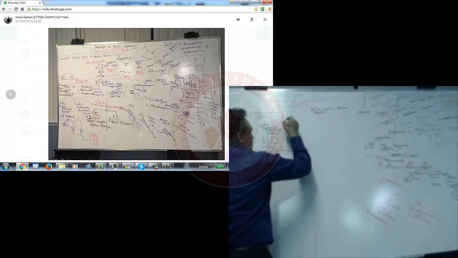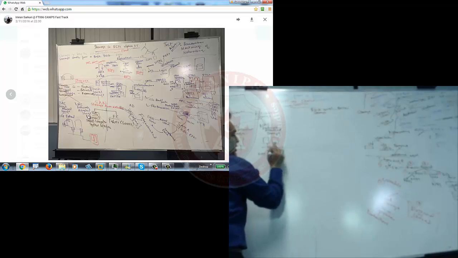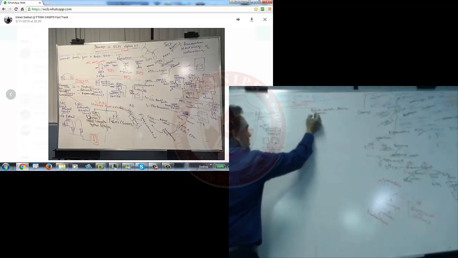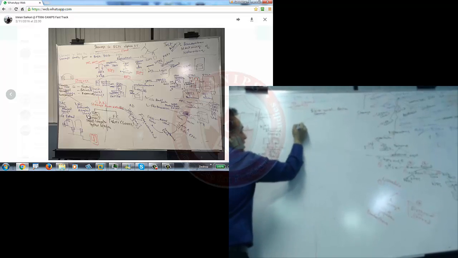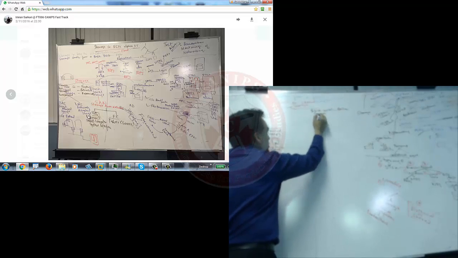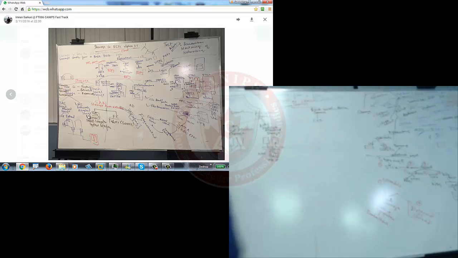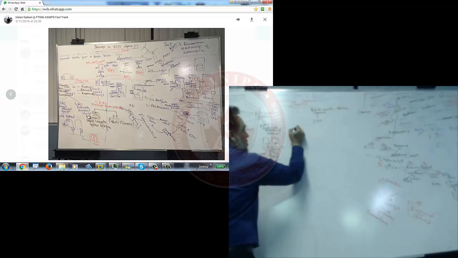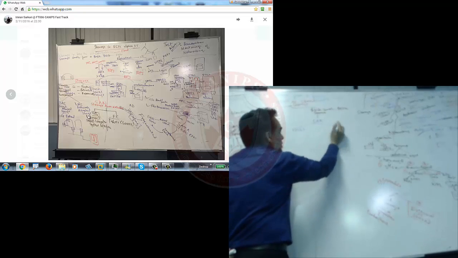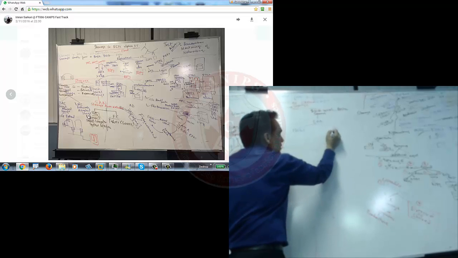Now block level is also of 2 types. Block level storage is SAN, and SAN is of 2 types: iSCSI and FC. FC is fiber channel.